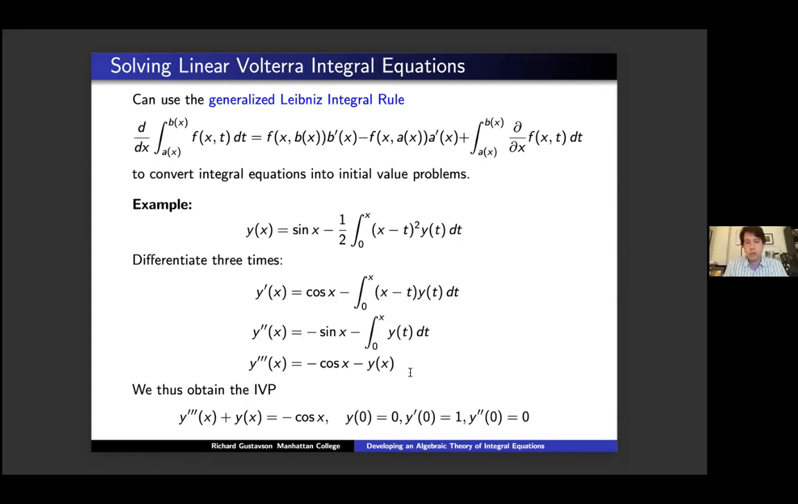This doesn't always work. For example, it's possible that the kernel won't go away no matter how many times you differentiate it. So I think in order for this to work, the kernel has to be degenerate. Also, when you're dealing with more general types of integral equations, like products of integrals, when you try to differentiate, you're just never going to get rid of the integral. So this doesn't always work.